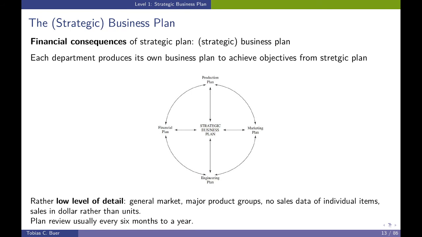Now, from the strategic plan to the strategic business plan. The strategic business plan, which is level 1 in our hierarchy, tries to add financial numbers to the strategic plan. So we have the financial consequences of our strategic plan and call this then the strategic business plan. And typically each department has its own business plan that contributes to the strategic objectives.